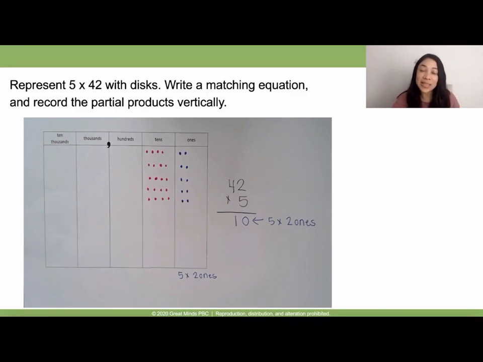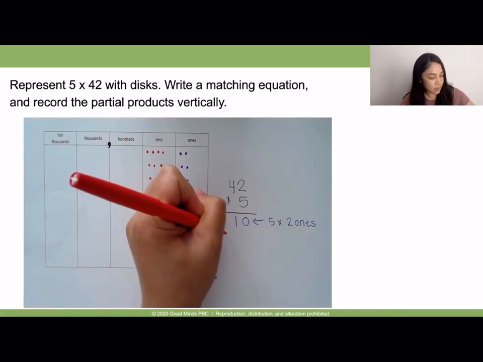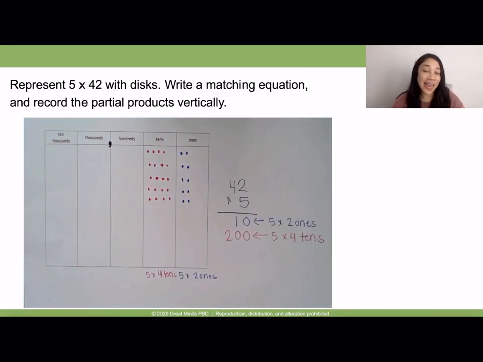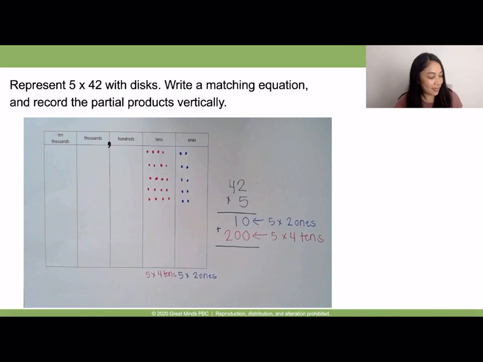Let's now move to the tens. What is the value of the tens? 5 times 4 tens equals 20 tens, which is 200. Let's record the value of the tens now. Next, we add up the partial products. Do this with me now. What's the sum? 210.